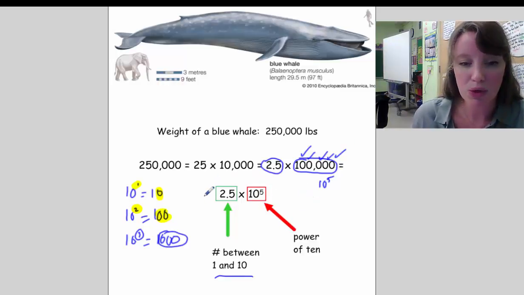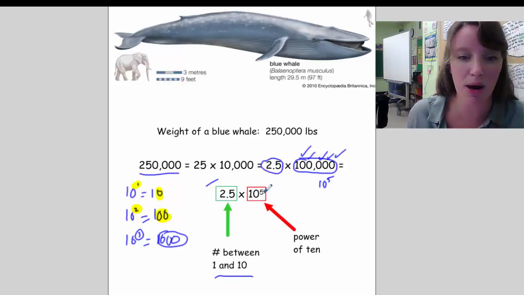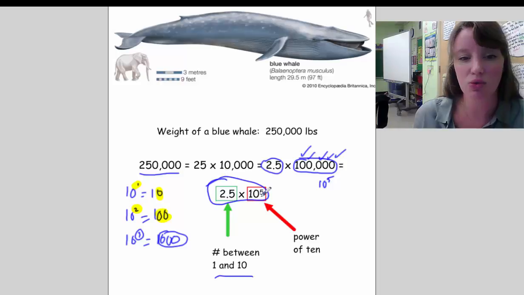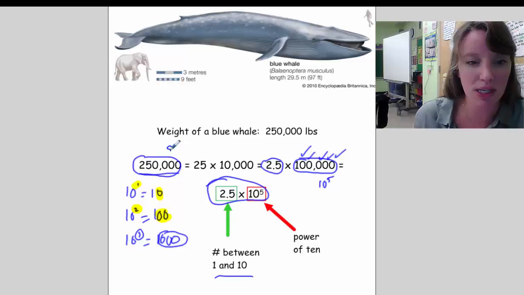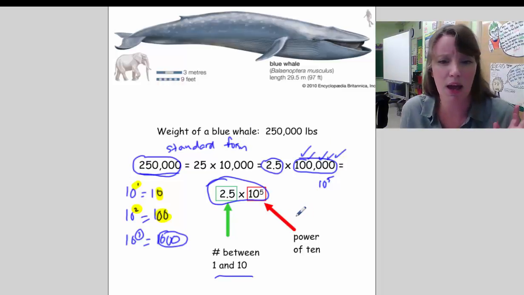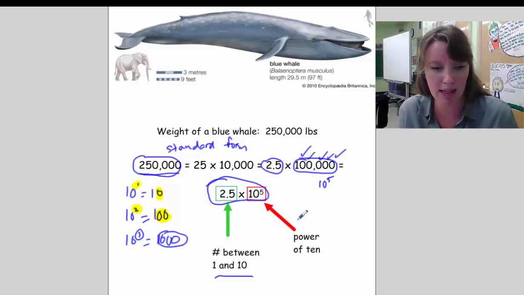So we're using this notation to make it more compact. Now, it doesn't seem more compact between 250,000 and 2.5 times 10 to the 5th power. But if you had a number with, let's say, 30 zeros in it, then it's much more compact to write it in scientific notation than it is to write it in what we're going to call standard form. Okay, this right here is called standard form. So standard form is just the number expressed the way we would in every other class except science class and math class for the moment.